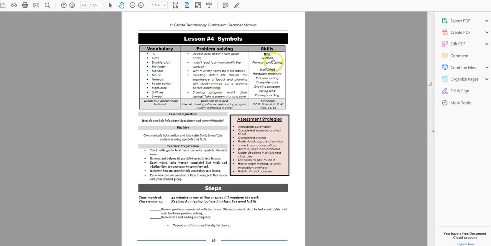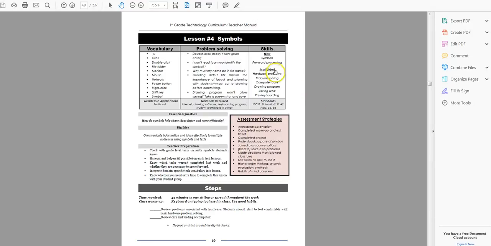Okay, new skills are symbols and pre-word processing. So we don't really get into word processing till second grade, but pre-word processing is doing exactly what you'll do with word processing, but just in a preparatory nature. And they do start doing that in first grade, at kindergarten too, for that matter.